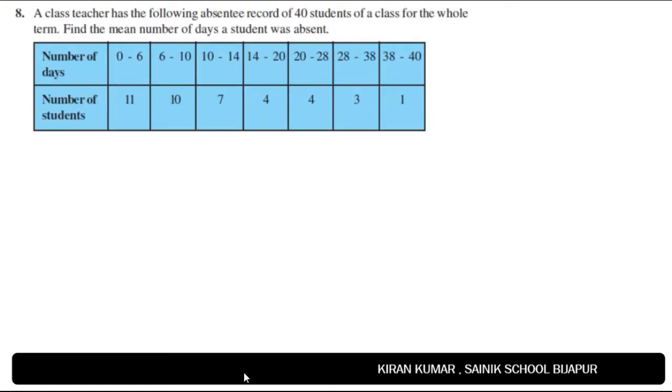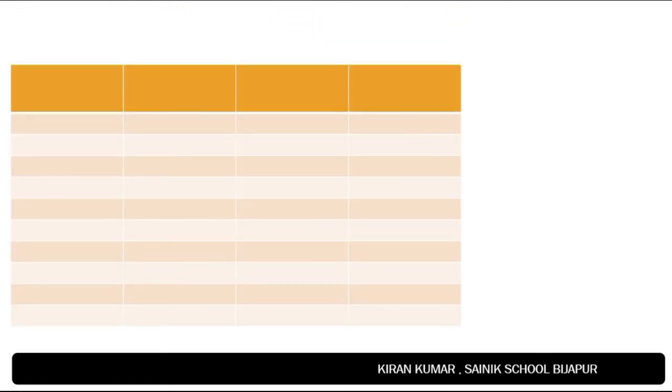Question number 8. A class teacher has the following absentee record of 40 students of a class for the whole term. Find the mean number of days a student was absent. Number of days and the number of students are given as class interval and frequencies respectively. Let me make a tabular column. First, I'll mention the class interval, then the frequency, then the mid value, and the product of frequency with the mid value.